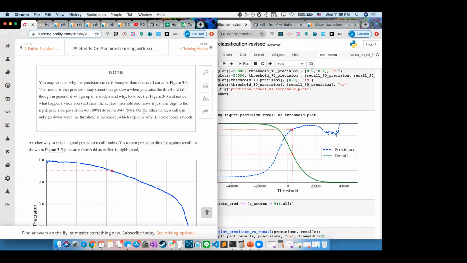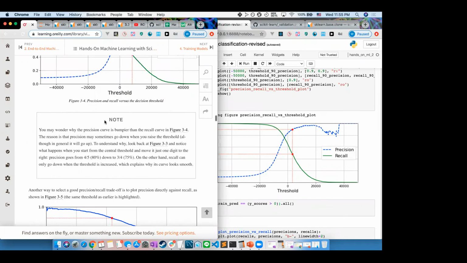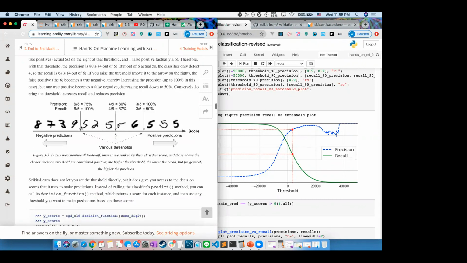And to 75%. On the other hand, recall can only go down when the threshold is increased, because the false negatives will continuously decrease when you move it here, and when you move it here, the false negatives will continue to decrease. So, cool.